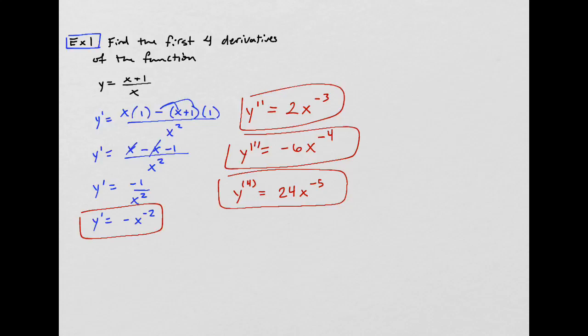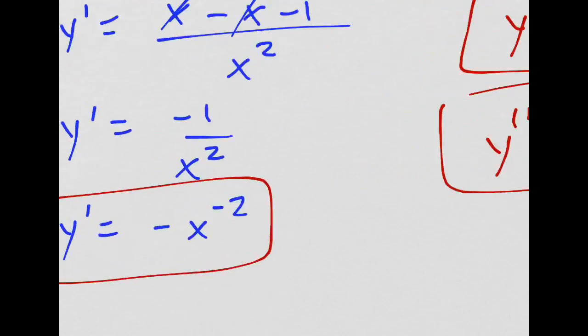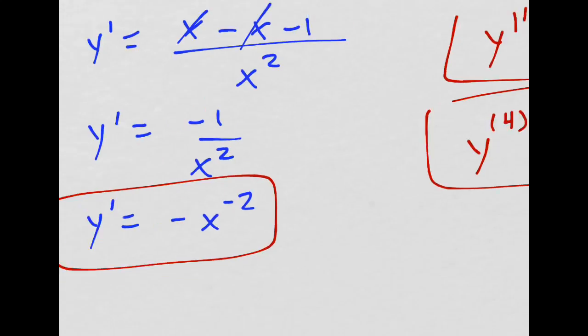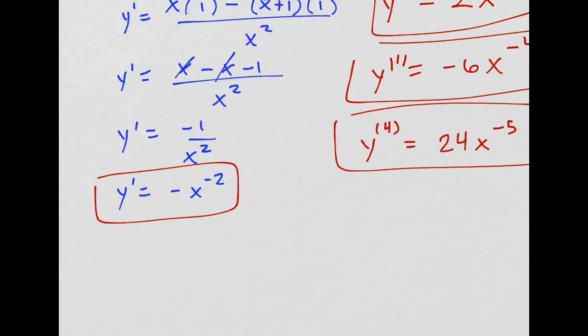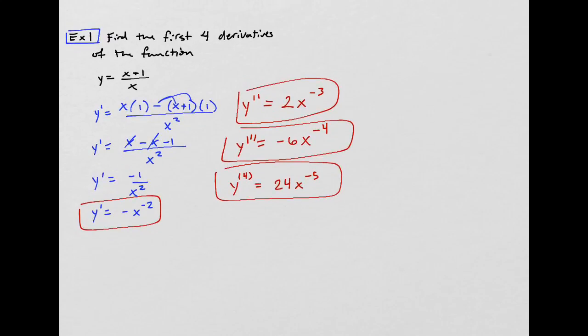We use the quotient rule once, and then the rest of it we could use the power rule. I mean, I suppose we could use the quotient rule on this. It's just, it's easier to use the power rule, so you don't have to do a whole bunch of stuff. And things would have went away anyway. Alright, that's, okay, I'm done.